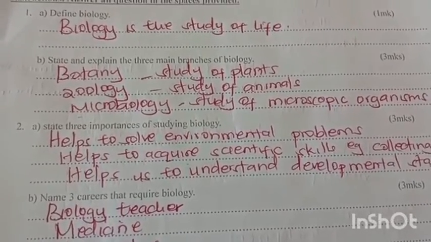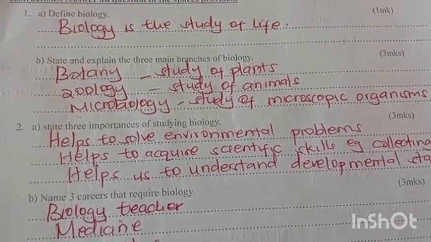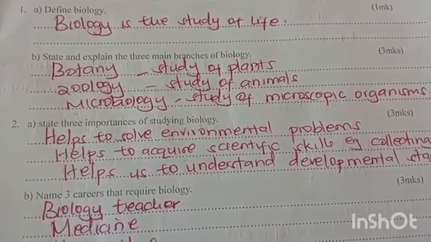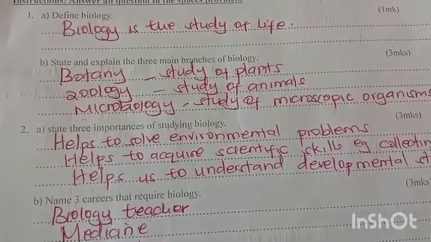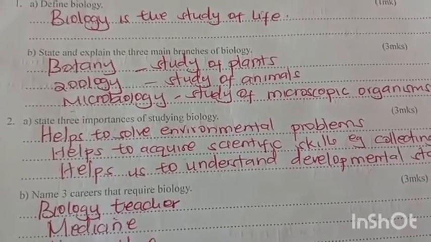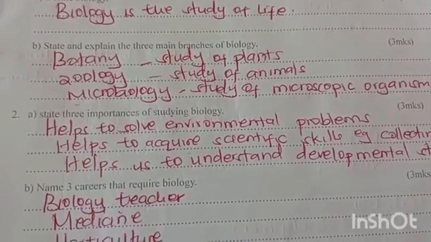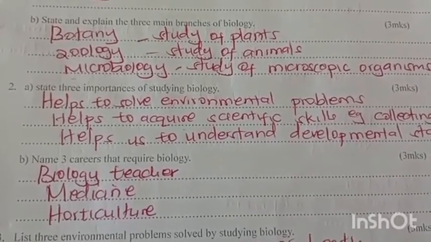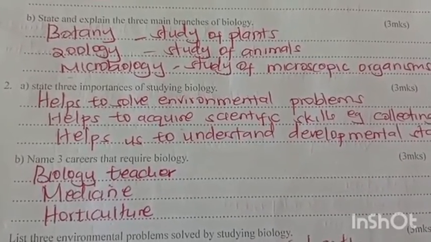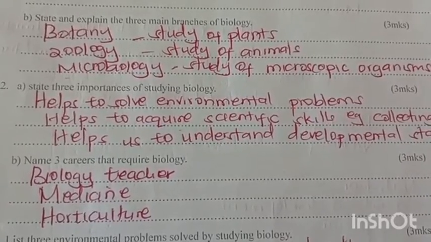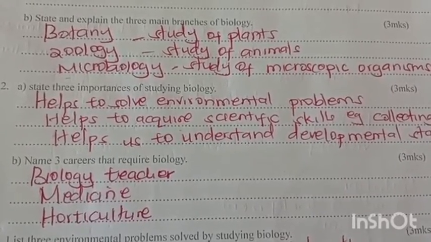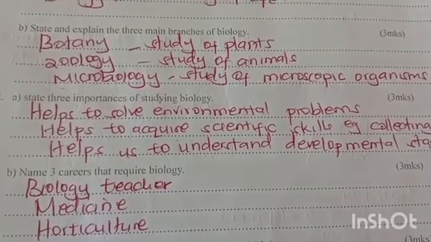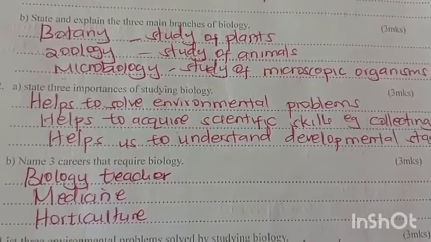Welcome. The first question, this is a Form 1 biology question paper. The first question is define biology. Of course, biology is the study of life. State and explain three main branches of biology. I've listed three. Botany, which is the study of plants. Zoology, study of animals. Microbiology, study of microscopic organisms.